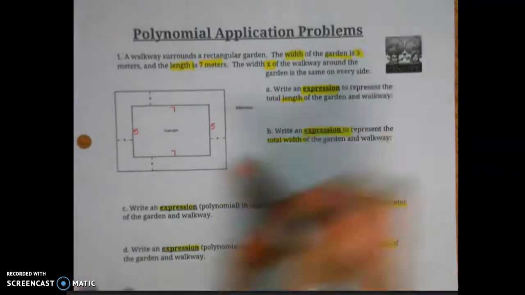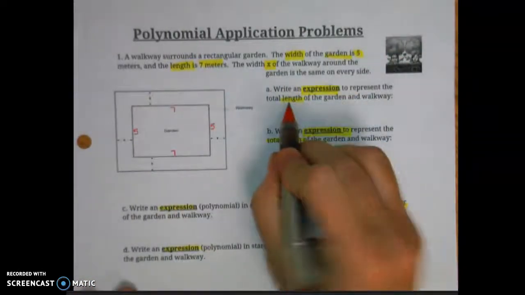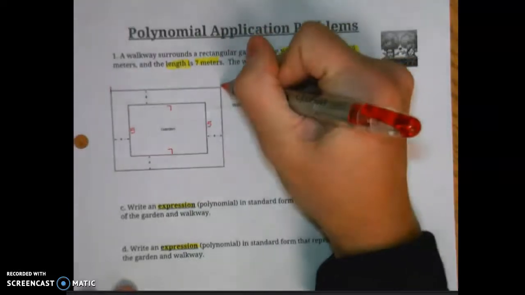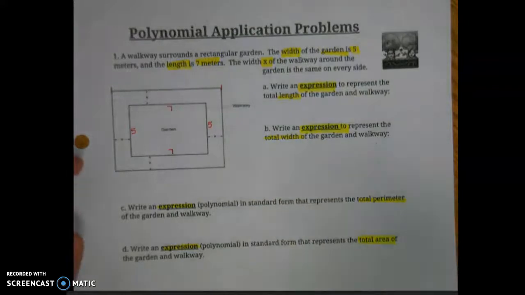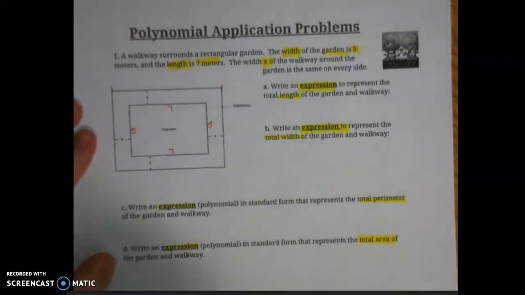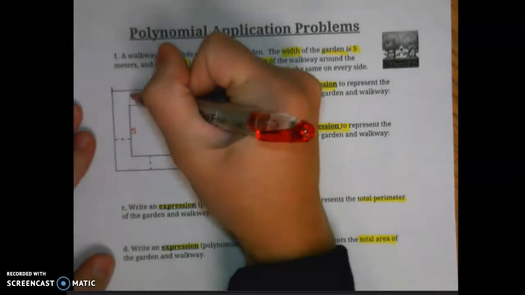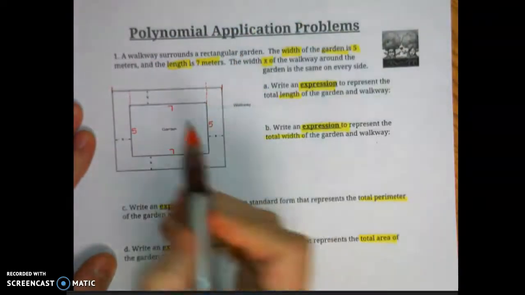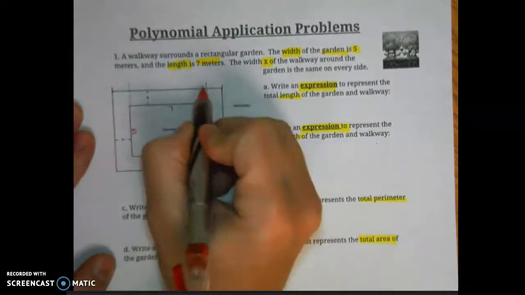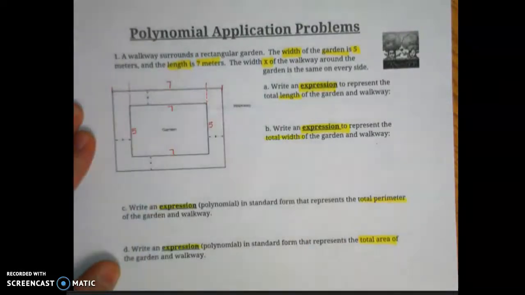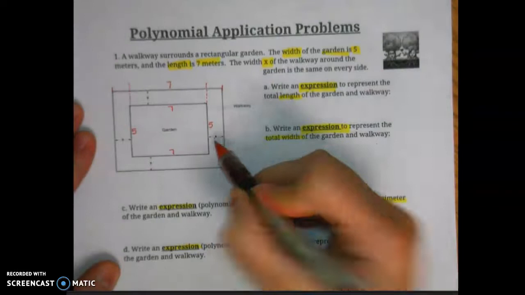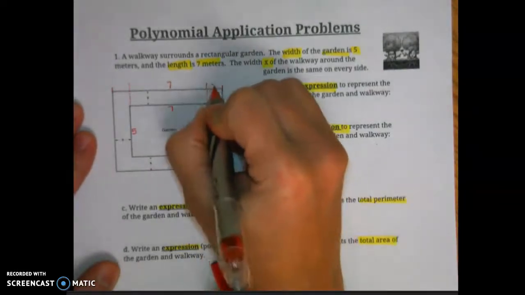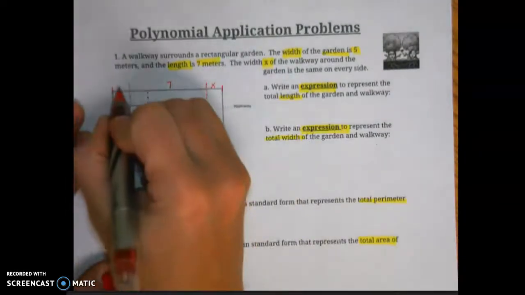So if I want the distance from here to here, I'm doing the length first. I don't know the whole distance, but I can come up with an expression to represent the distance by breaking it up into pieces. So I know that from here to here is the same length as the garden. So from this dotted line to this dotted line is 7 meters. But then I have these 2 pieces of walkway on the outside. Well, I know that the walkway is x meters. So I'm going to bring that x up here and bring that x up here.